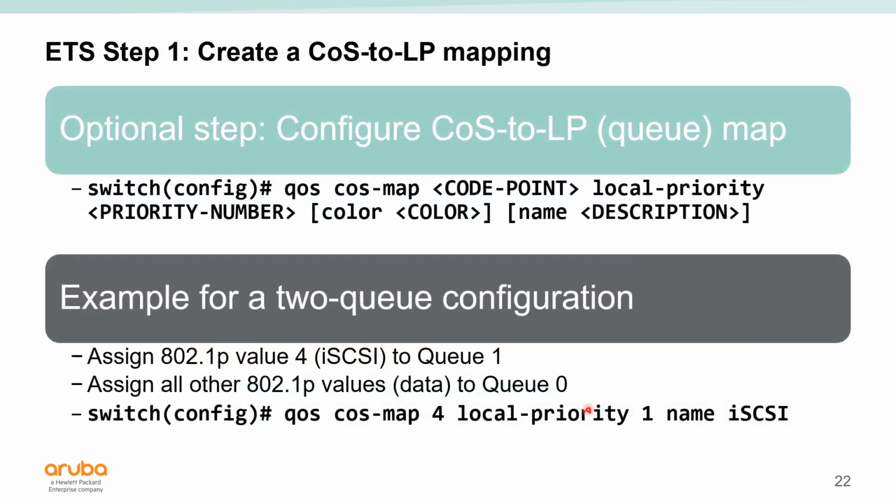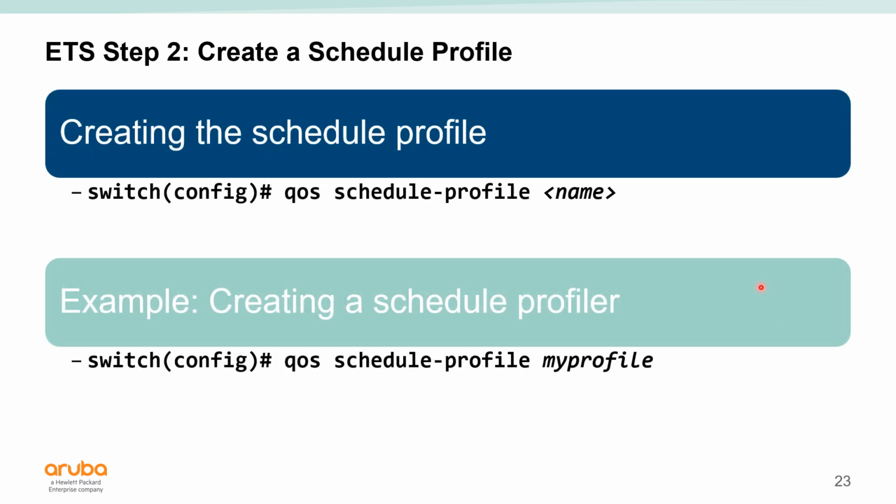So this is where we're creating a class of service to local priority mapping. We can see here on the bottom, quality of service, class of service map: anything marked with an 802.1p value of 4, I want you to go into the local priority queue of 1, and let's just go ahead and name that iSCSI. And then, of course, we're going to create a schedule profile. So this is a global command, so QoS schedule profile, and just give it a name. This is an example called my profile.